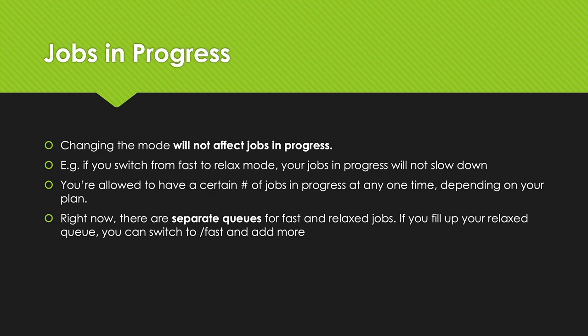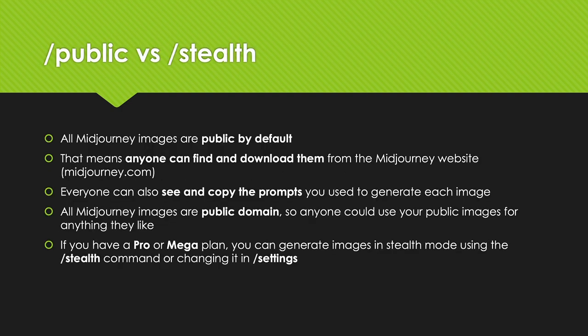Right now, there are separate queues for fast and relaxed jobs. It didn't used to be that way, and it might not be that way by the time you sign up, but that is how it is right now. There were separate queues for fast jobs and relaxed jobs, so you could have 10 relaxed mode in queue and 10 fast in queue, but that may not be the case in the future. Just fair warning. And now let's talk about public versus stealth.